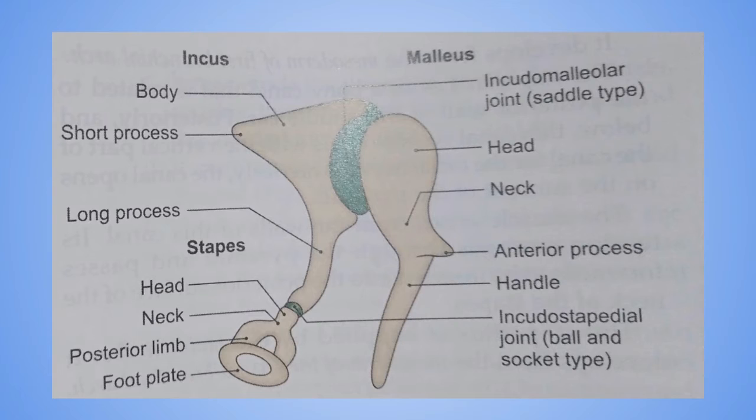Next part is the anterior process. The anterior process is connected to the petrotympanic fissure by the anterior ligament, and the lateral process projects from the upper end of the handle and provides attachment to the malleolar folds.